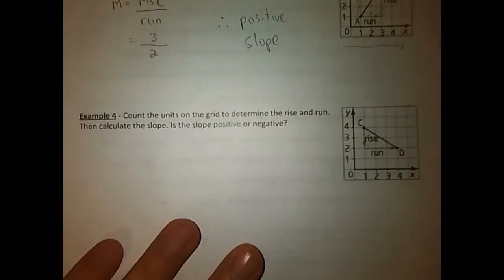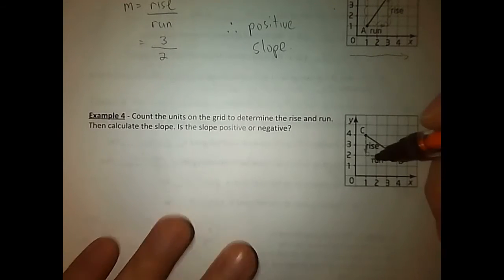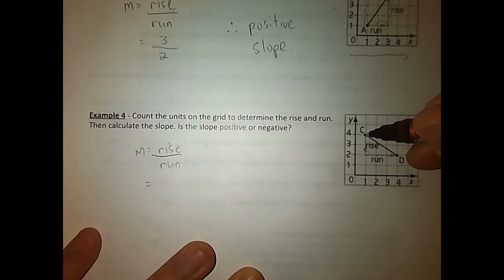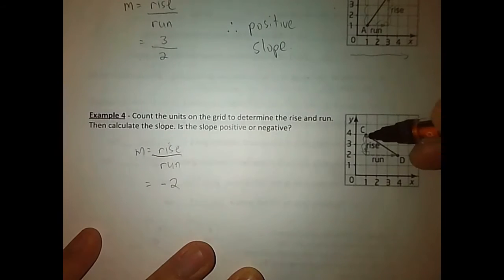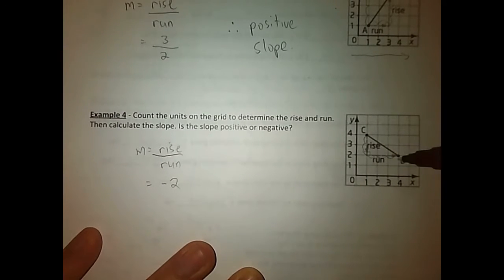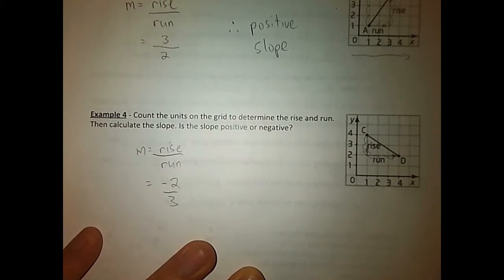Example 4 has us doing the same thing, but we notice that the line is kind of going downwards. But let's just do our slope first. M is equal to rise over run. This time notice we're going downwards. 1, 2. So this is going to be the negative rise because it's going downwards. Then I run 1, 2, 3. So the run is 3.